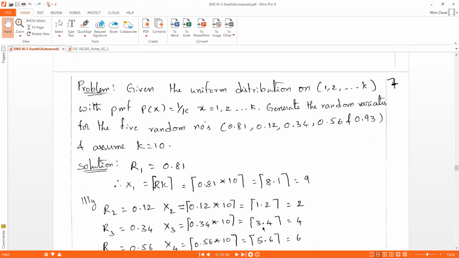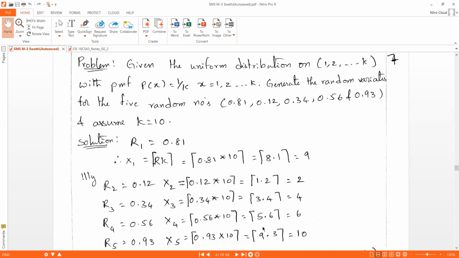We will solve a problem using this. Usually it will be asked in the exams. It's a very easy problem. You just take down this problem.